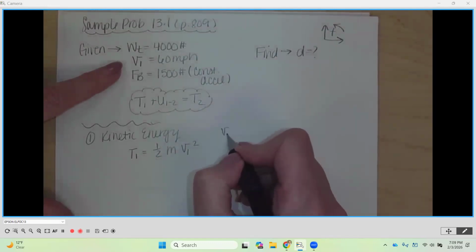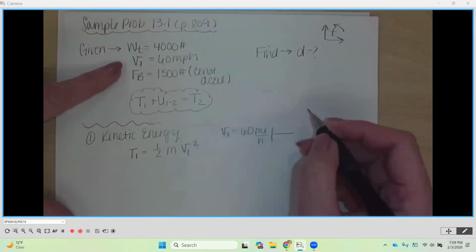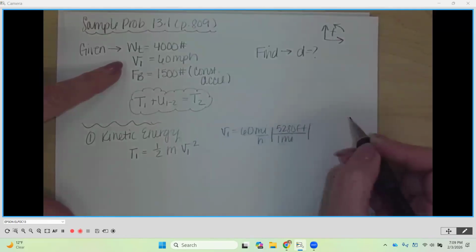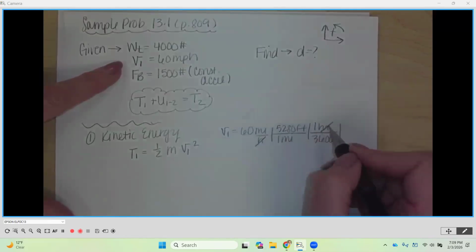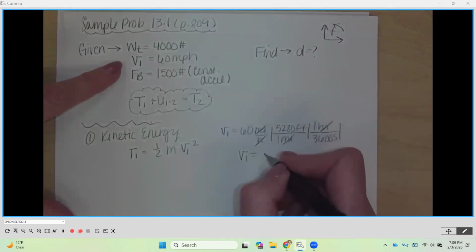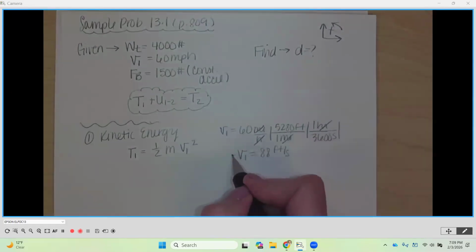Over on the side here, V1 is equal to 60 miles per hour, and we'll do our conversion. I'm going to do my miles first: 1 mile on the bottom, 5,280 feet. And then we know that 1 hour is equal to 3,600 seconds. So hours cancel, miles cancel, and I'm left with feet per second. My V1 should be equal to 88 feet per second. So make sure you get that number.